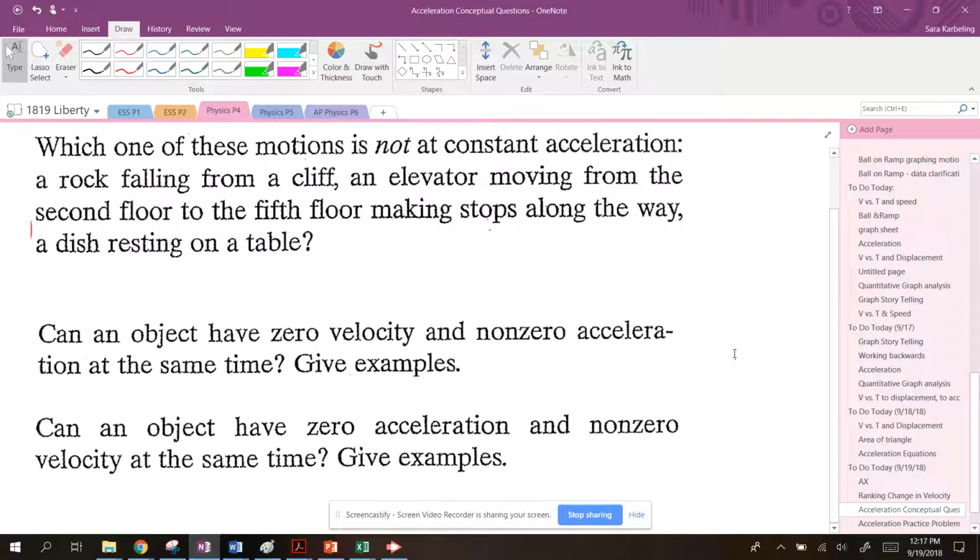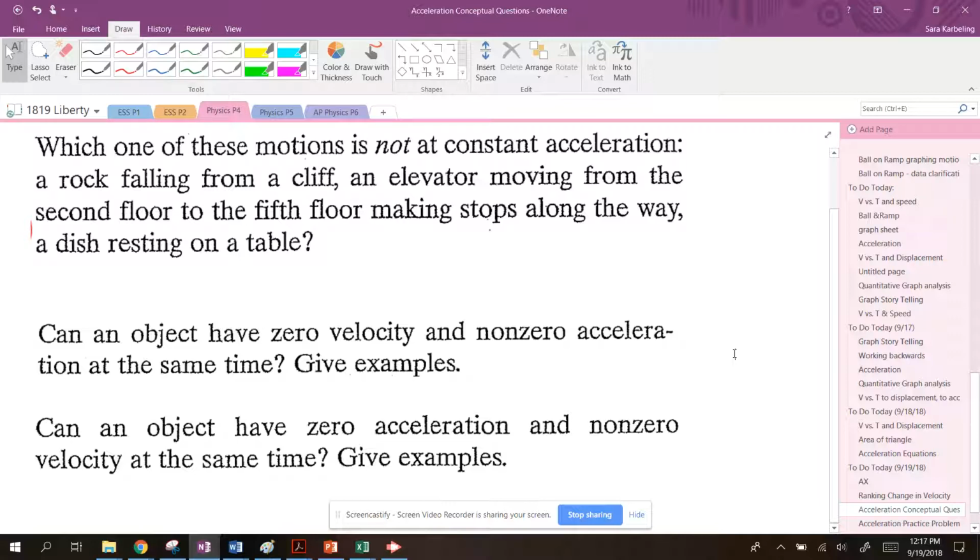So the question says, which of these motions is not at a constant acceleration? Not at a constant acceleration. A rock falling from a cliff, an elevator moving from the 2nd floor to the 5th floor, making stops along the way, a dish resting on the table. So first inclination, what do you think? Which things are not at a constant acceleration?